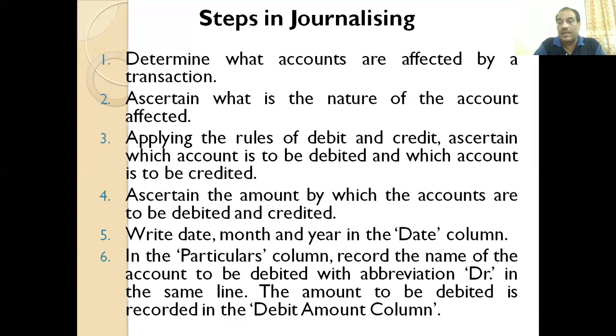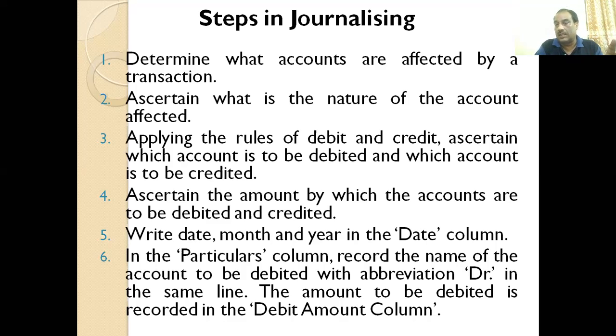Then fifth is write date, month and year in the date column. So a journal has certain columns. One is date, day column. Second is particulars column. Third is journal folio, where the page number of the journal is mentioned, and then the amount. So these are the amounts to be debited and amounts to be credited. So these are the columns in a journal, and the first entry is made in the date and day column, the date when the transactions are made. So write date and month and year in the date column.